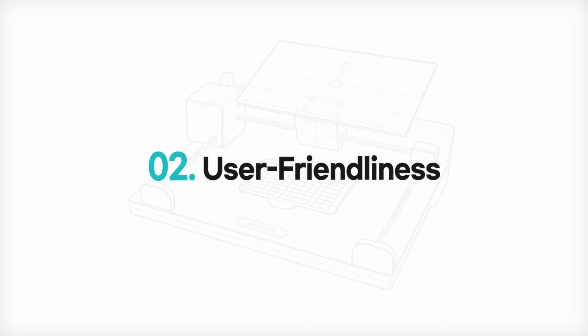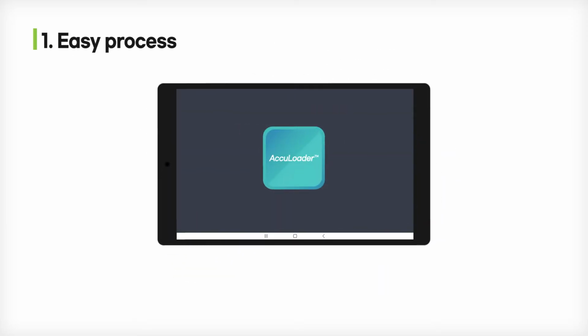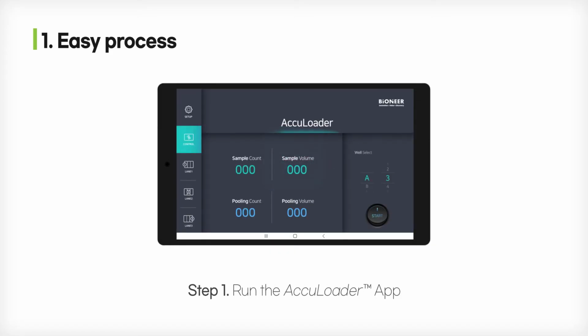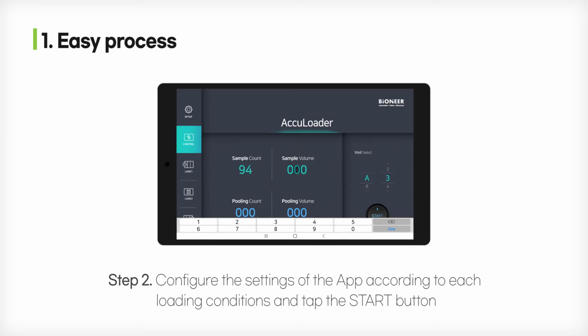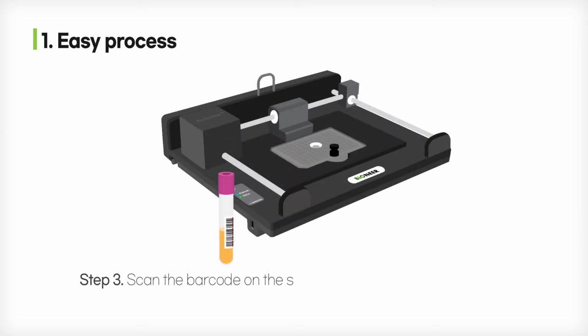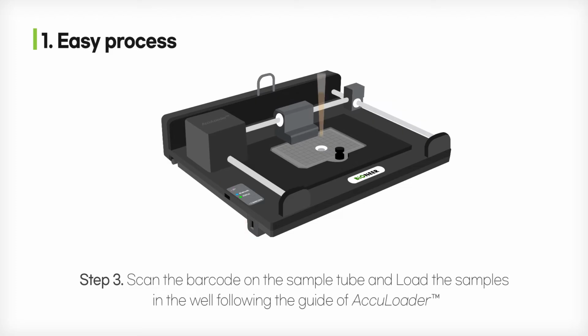AccuLoader is an instrument with a user-friendly design. AccuLoader can be used easily with this dedicated app. Run the AccuLoader app and configure the settings according to each loading condition. Tap the Start button. Scan the barcode on the sample tube and load the samples in the well following the guide of AccuLoader instrument.